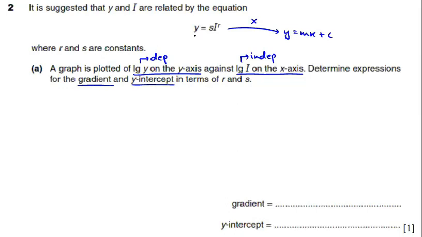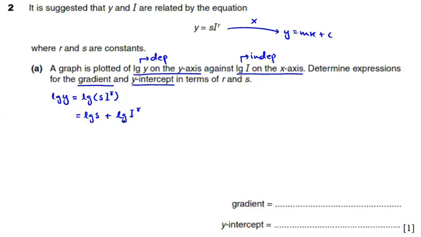So students, we have to first introduce log of y into this equation if we want to determine the expressions for gradient and y-intercept. Let's take log of both sides to introduce log of y into this equation. Log of left hand side is equal to log of right hand side. Log of s times I raised to the power r. Now look at the right hand side of the equation. It is log of product of s and I raised to the power r, which means that the right hand side of the equation can be simplified by using product rule. Let's simplify it first. Log of s plus log of I raised to the power r.